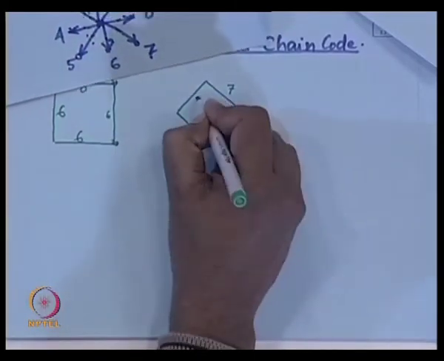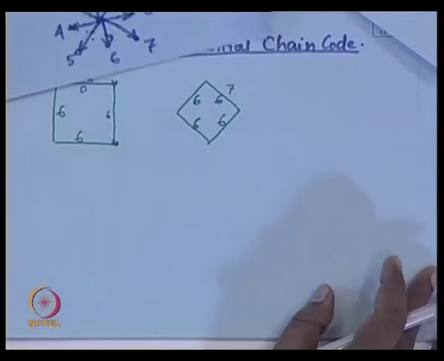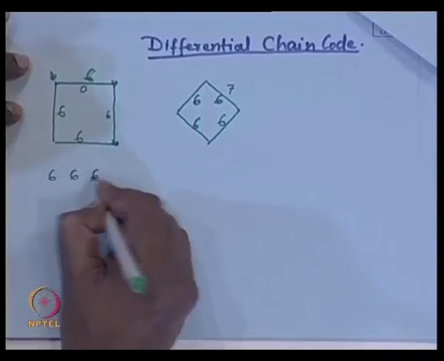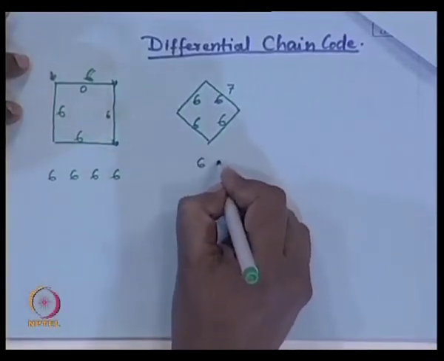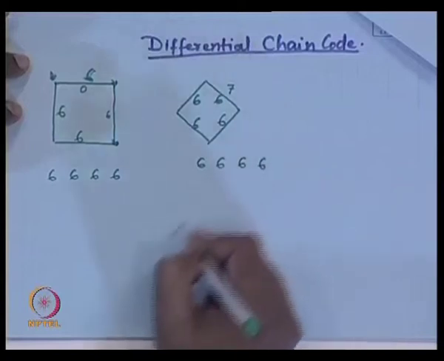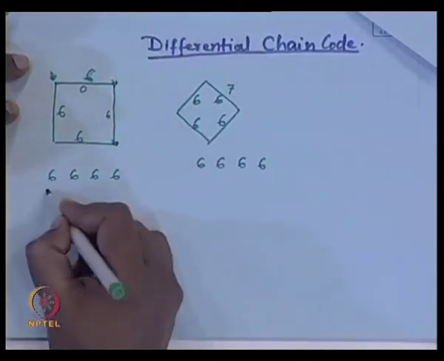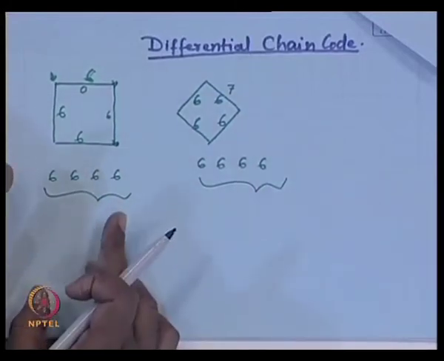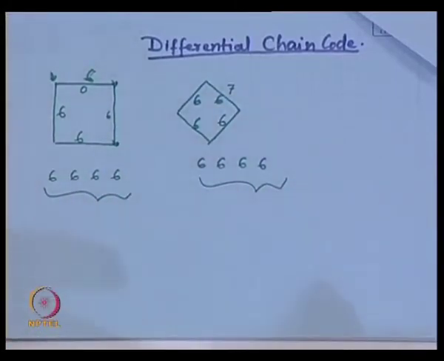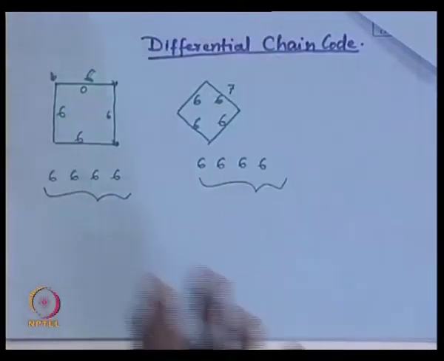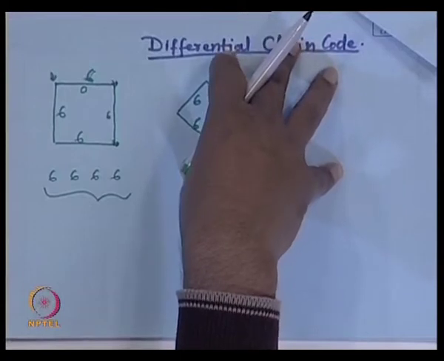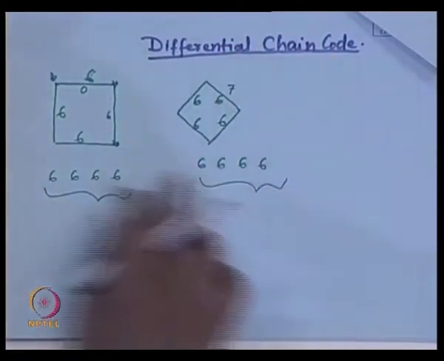Likewise, if you continue, you find that all these directions in the differential code will be 6 only. So, this becomes 6, 6, 6, 6, and this also becomes 6, 6, 6, 6. The codes are identical. Now, it has become very simple, only 6, 6, 6, 6, 6, 6, 6, 6, simply because my figure is simple. If the figure is a complicated or arbitrary figure, my code will not be as simple as that.